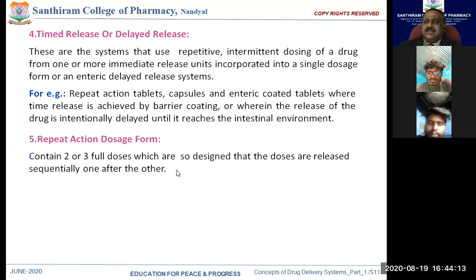Maybe for one day, instead of taking 3 different doses, one single dose is taken. You can say 3 in 1, right? Simple, right? So that is how it is repeated.